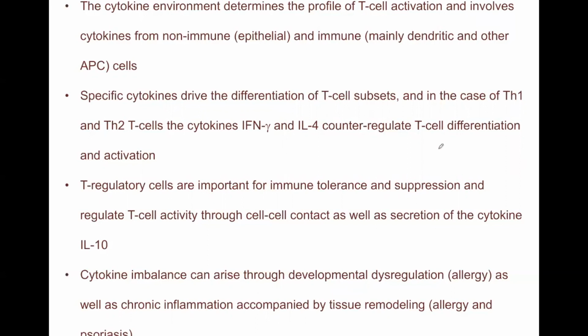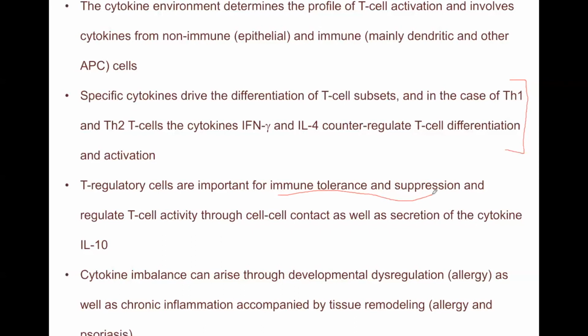We've talked about how specific cytokines drive the production of different CD4 positive T cell subsets: interferon gamma, Th1; interleukin 4, Th2; interleukin 6 plus TGF beta, Th17; TGF beta, IL-10, regulatory T cells. So you can already see that an imbalance in cytokines leads to an imbalance in these CD4 positive T cell subsets. Regulatory T cells are important for immune tolerance and immune suppression, and they regulate T cell activity through cell-cell contact, as well as the activity of the cytokine interleukin 10.